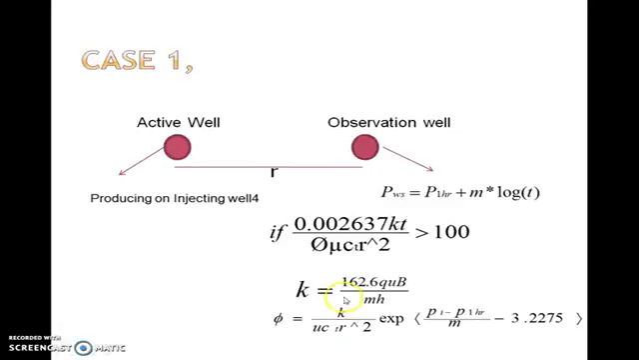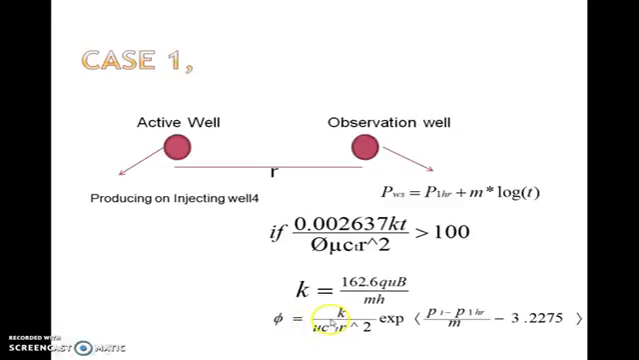Permeability k is equal to 162.6 times flow rate, viscosity, B over m times thickness of the well. By using this equation we can find the permeability of the well, and then by using this permeability we can find porosity.